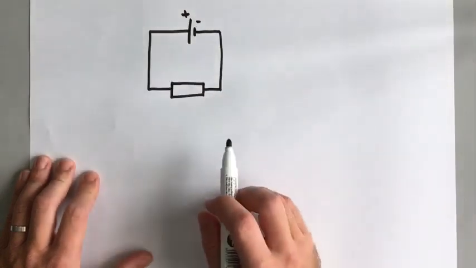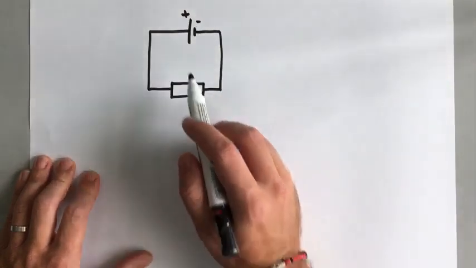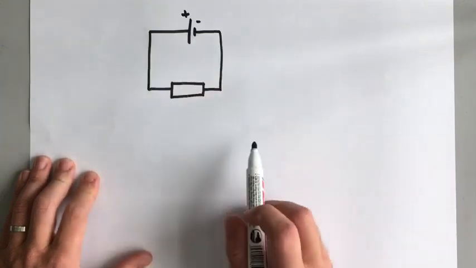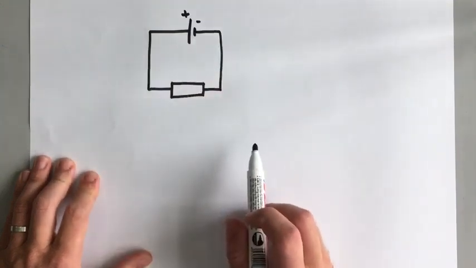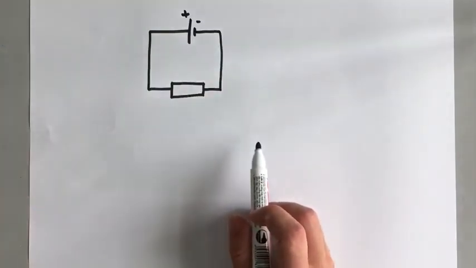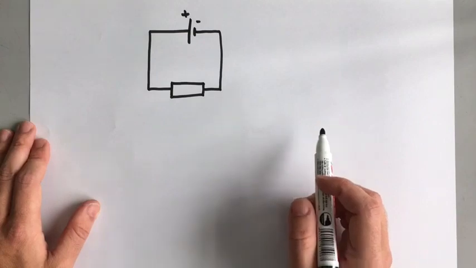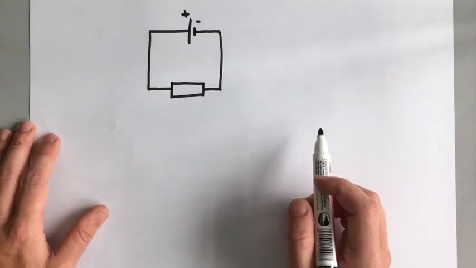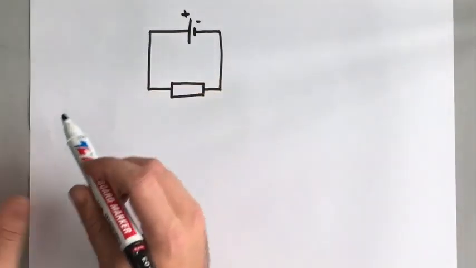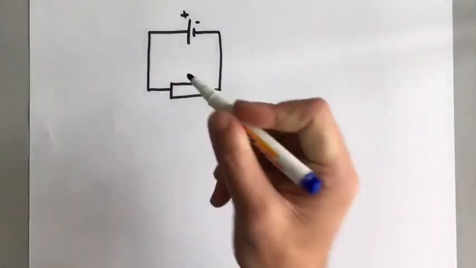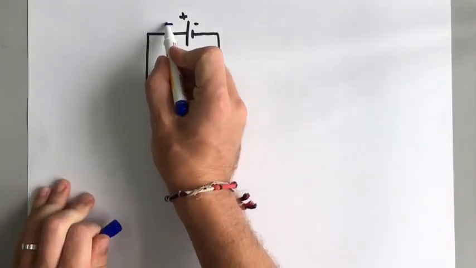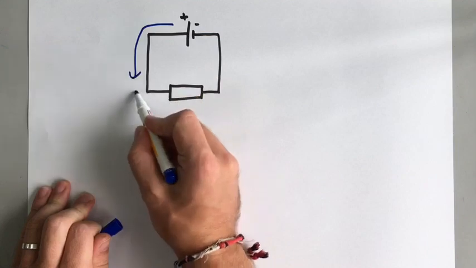Now, last time in the video, we saw that electrons flow around the circuit. Now, electrons are negatively charged, but before we discovered electrons, we discovered electricity. And so when electricity was first discovered, they thought it must go from positive to negative. So whenever we're talking about current, we are always talking about the current going from positive to negative.